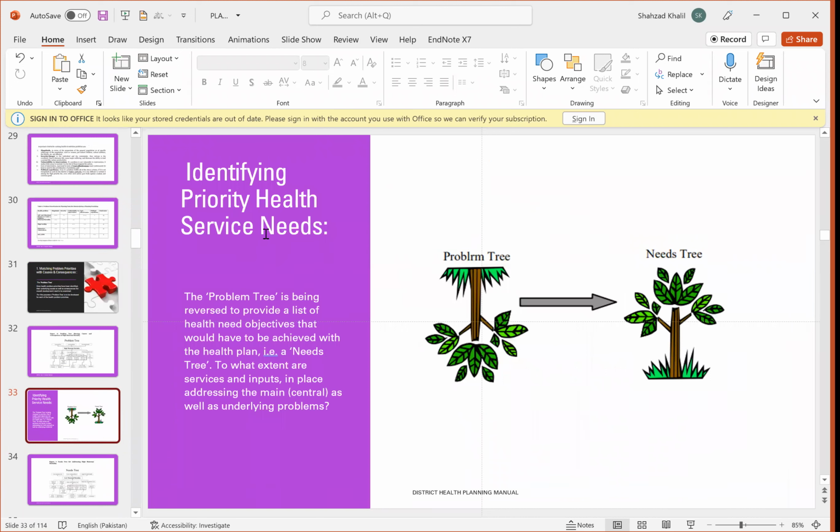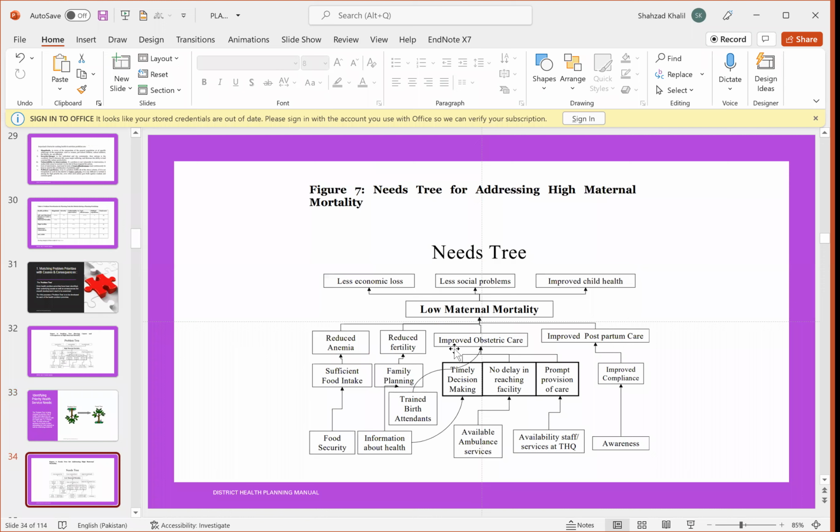The next step is identifying health and service needs. The problem tree is reversed to provide a list of health need objectives that would have to be achieved, with the health plan's needs tree. To what extent are services and inputs in place addressing the main, central, as well as underlying problems? You can see this is the problem tree, and now we have to manage it according to the need tree. In the need tree, if there is low maternal mortality, and we improve all the causes which lead to maternal mortality, there will be less economic loss, fewer social problems, and improved child health.